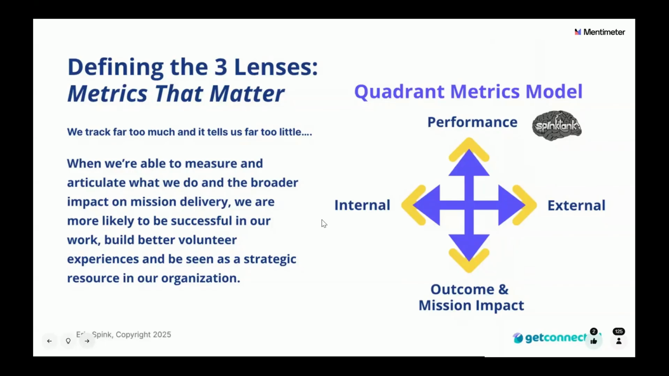Same with mission programs. If you have a program that is very dependent on volunteer delivery, whether it's, like a volunteer driver program, or in a food bank, or even an arts and sports program, right?